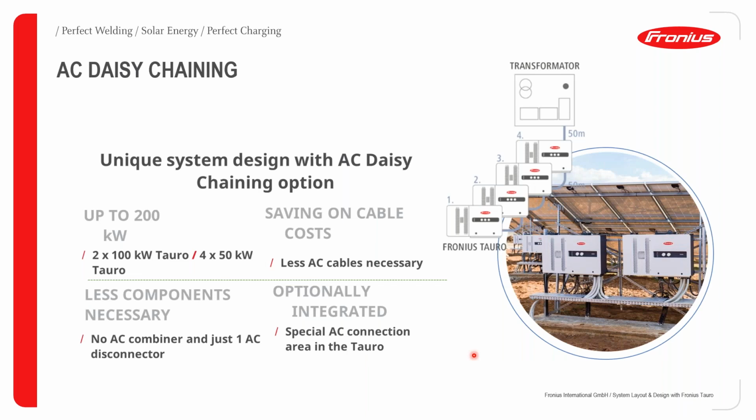Moving on to the AC data chaining, this is now the second method that we target on the AC side of the system in order to cut down on the BOS costs. With the AC data chaining, basically it's connecting multiple Fronius inverters on the AC side to each other in order to cut down on the amount of AC cables you use and also the amount of AC combiner boxes you use.